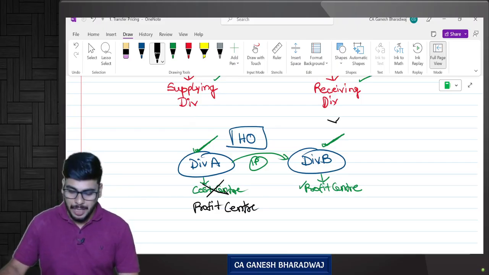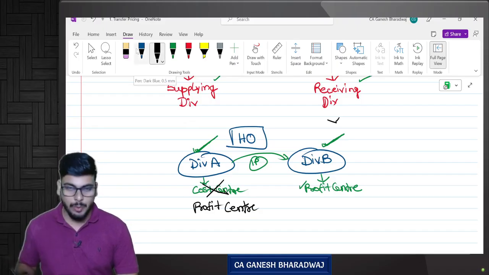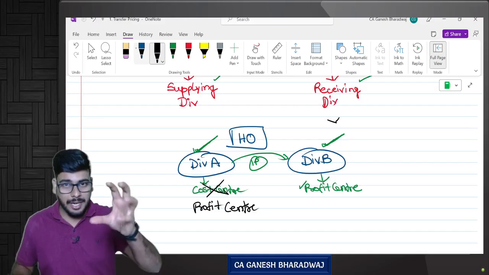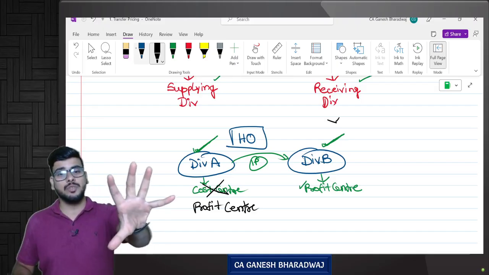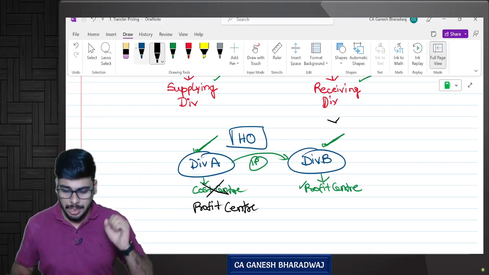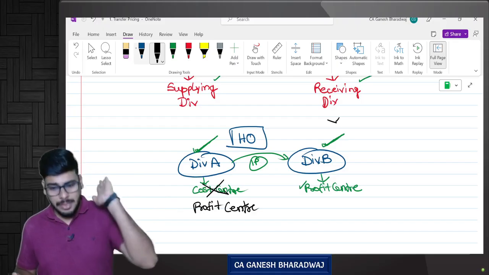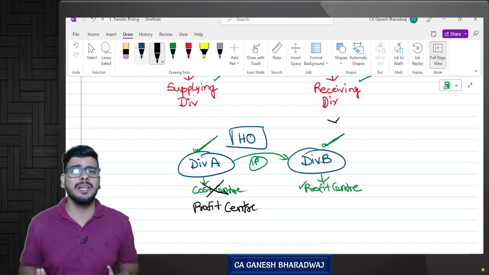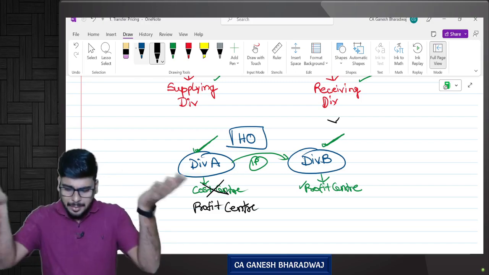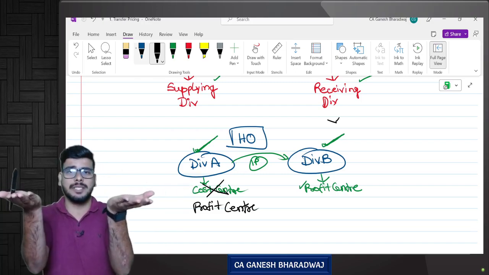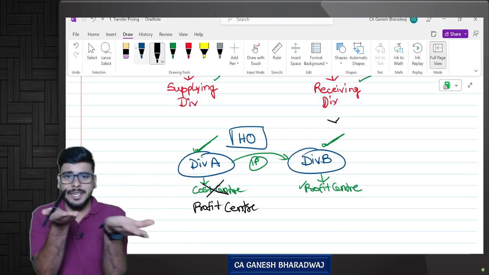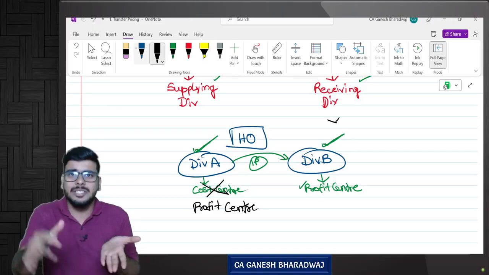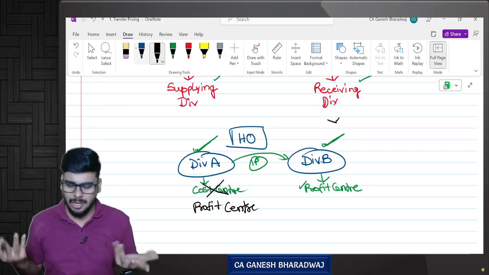I will tell you. Now, till now what was happening? Division A transfers its intermediate product. In our example, the intermediate product is the empty bottle. So division A transfers the empty bottles, the intermediate product, at cost. That's how it was generally happening. Why at cost, sir? Because division A and division B are like two hands of the same person. So if there is any transaction happening between these two, why would there be a profit? So generally it was always happening within the organization.